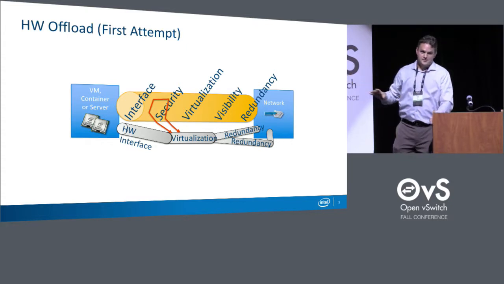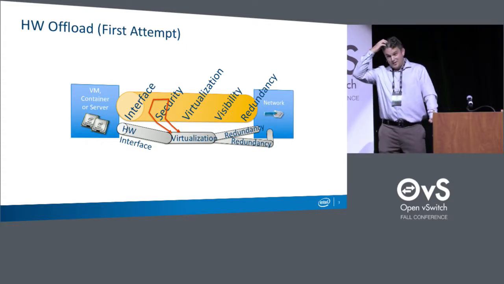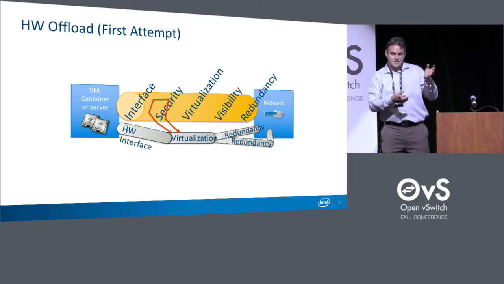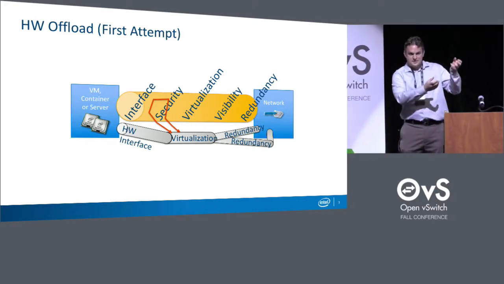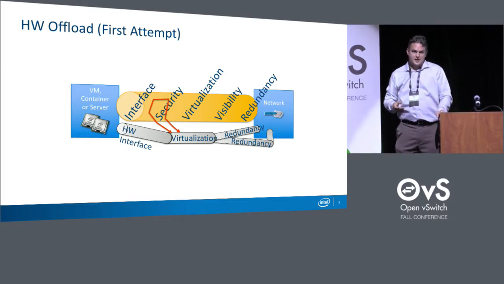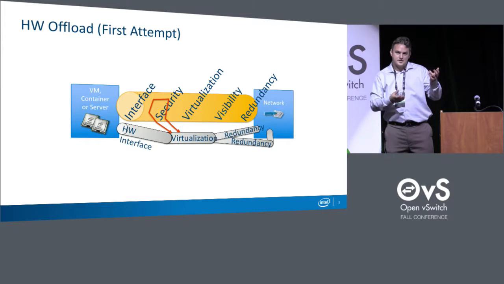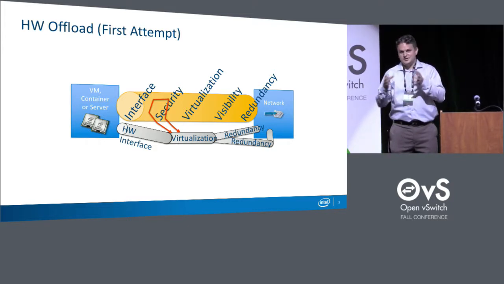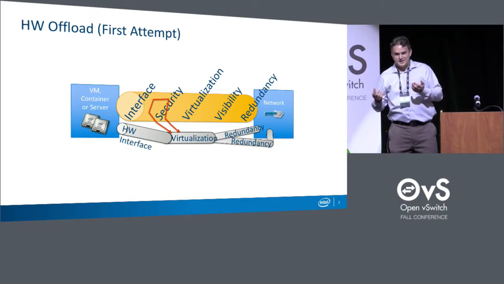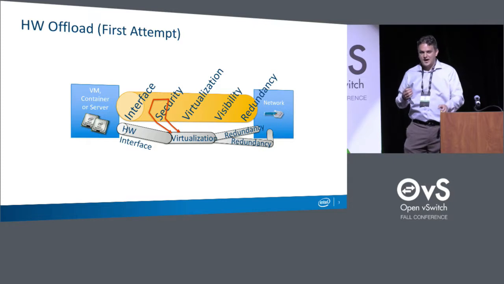This is my maybe not so fair picture of how the first time we tried hardware offload looked. We had a separate hardware interface that you had to plumb into the VM, or maybe you handed it to the container. And that was the virtual function that was part of the hardware. And then the hardware might have a completely different way to do virtualization. It might only be able to do certain tags, certain encaps, things like that.